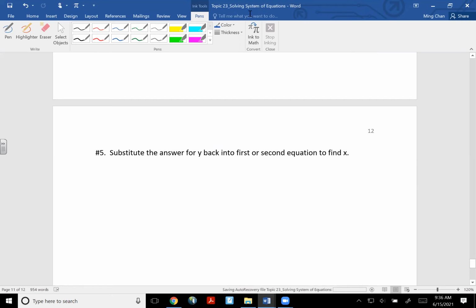showing you how to solve a system of equations by graphing, elimination, and substitution.